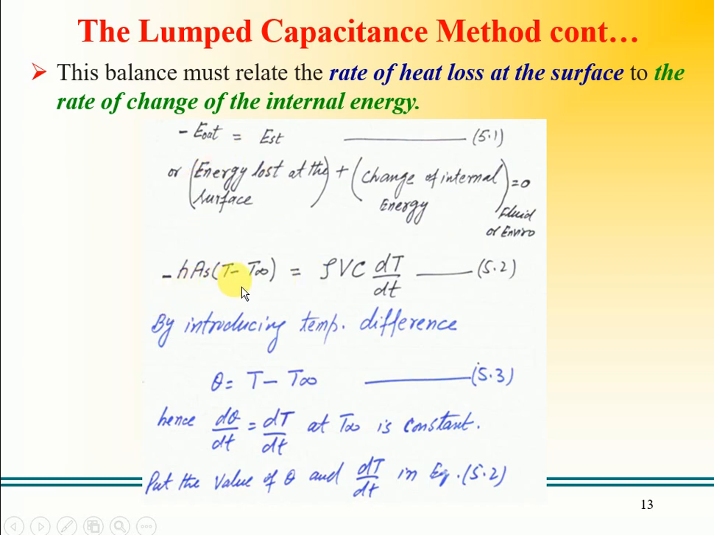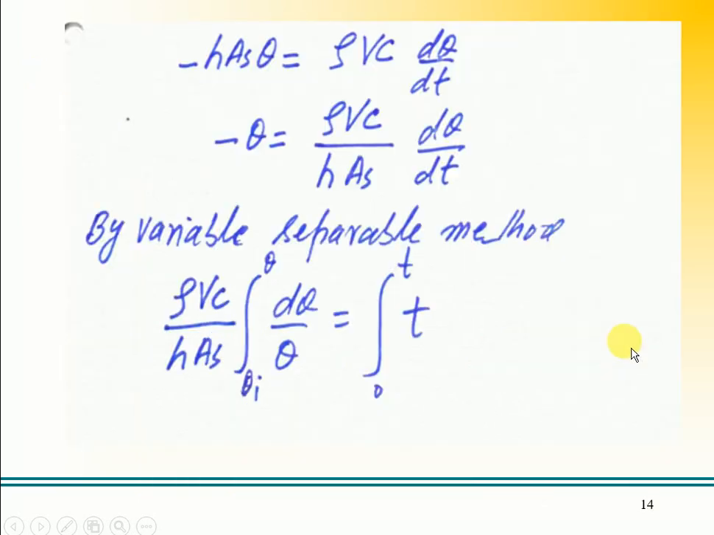So this is due to convection: minus hA_s (T minus T infinity) is equal to the energy stored. It is m c dT/dt, so it is rho V for the mass, c is the specific heat, and dT/dt is the temperature change with time. By introducing the temperature difference, we know that theta is equal to T minus T infinity. Hence d theta/dt is equal to dT/dt, as T infinity is constant. So we put this value of theta, of course, in this equation, in equation 5.2.